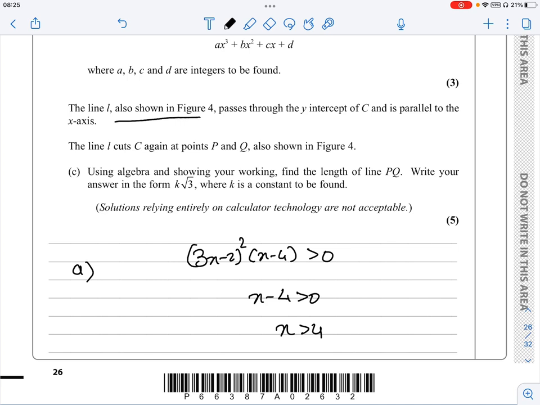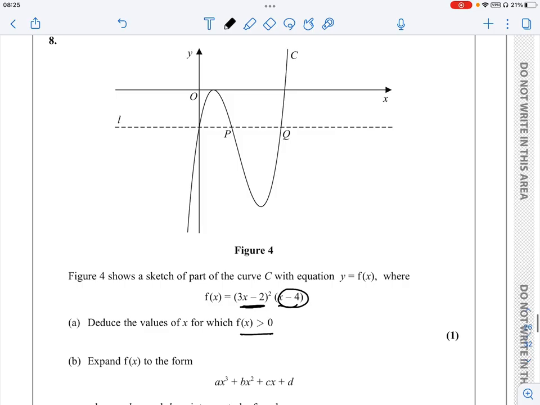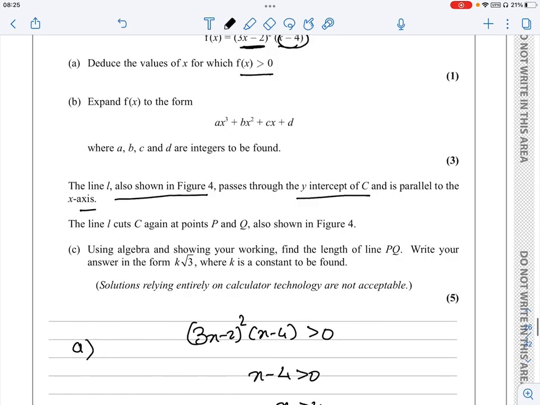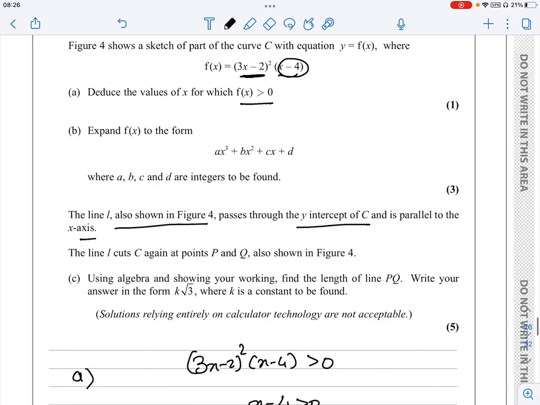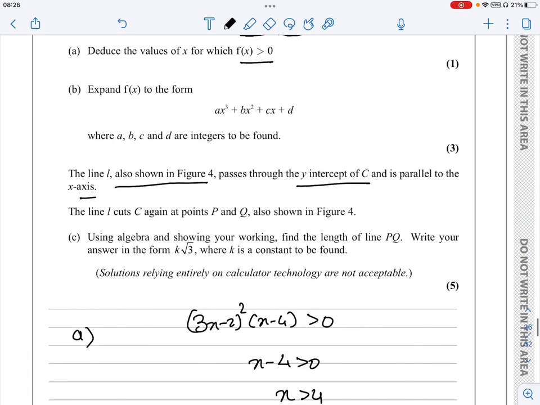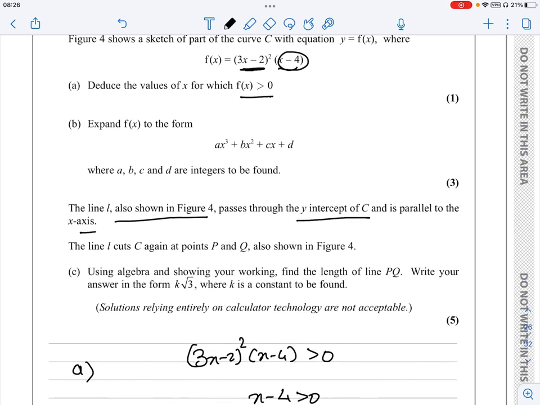Part C: the line L shown in figure 4 passes through the y-intercept of C and is parallel to the x-axis. Then the line L cuts C again at the points P and Q. Using algebra and showing your working, find the length of PQ. Write your answer in the form k root 3.